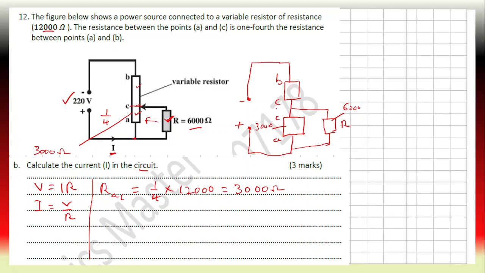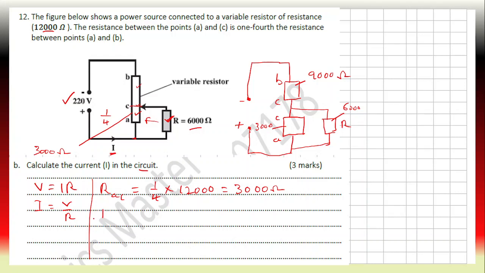By the way, to get the resistance from B to C, you just subtract, because the whole thing is 12,000. So from B to C will be 12,000 minus 3,000, so you end up with 9,000. So we want to get a single resistance here. Let me use the long way.